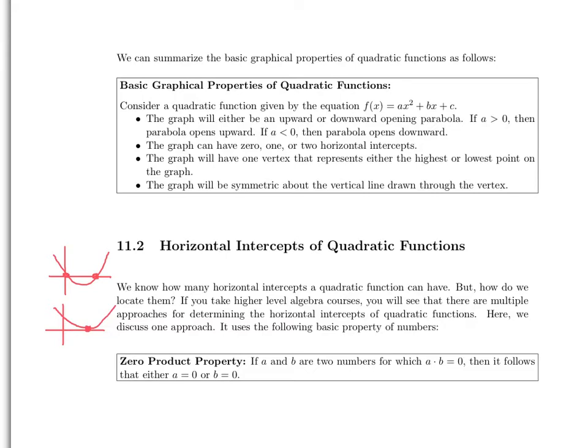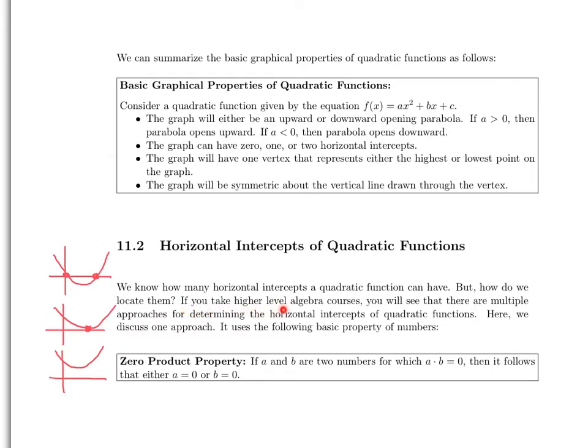Or a parabola can have no horizontal intercepts, which basically means the parabola never intersects the horizontal axis. These are the only possibilities for a quadratic function's graph. It can either have two, one, or no horizontal intercepts. But how do we locate these horizontal intercepts if we don't have a graph to look at? How can we use our algebra skills to find horizontal intercepts? That's what we're going to focus on in this screencast.